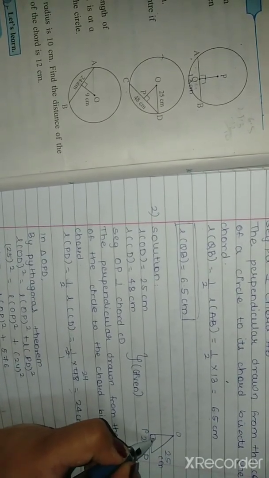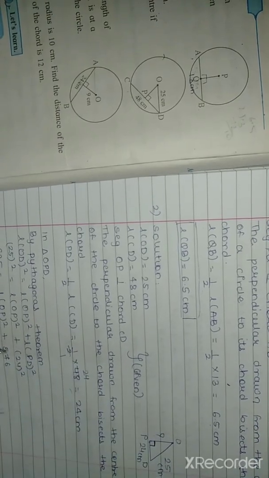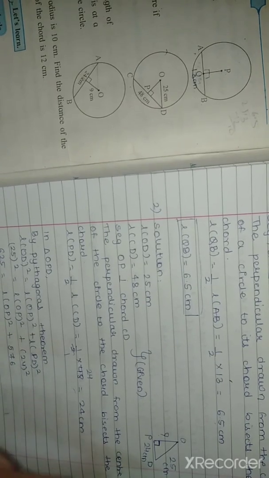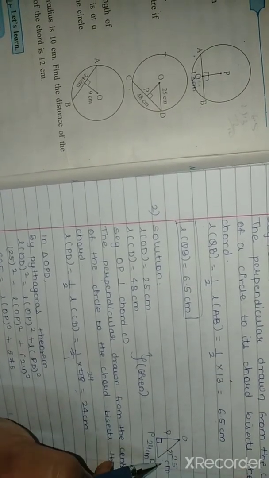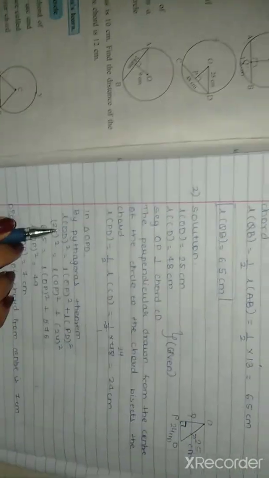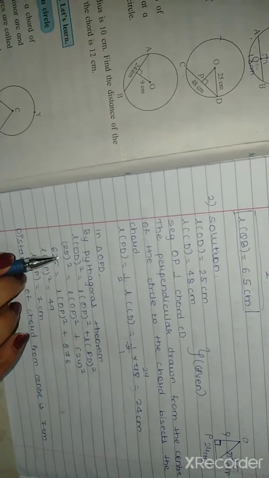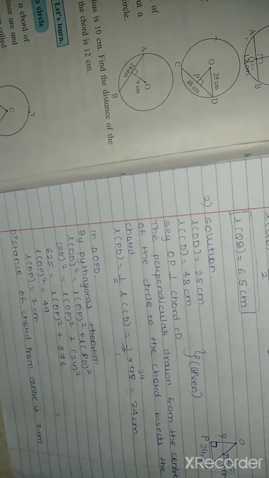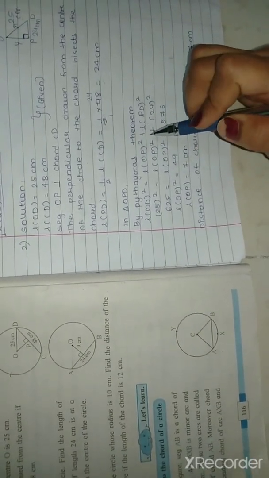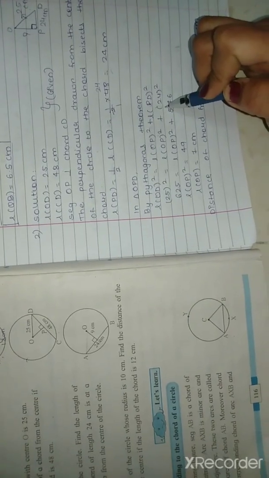We know that this is a perpendicular bisector. That means this is a right angle triangle. So this is quite simple. In triangle OPD, using the Pythagoras theorem, that is hypotenuse square is equal to one side square plus other side square. That means length of OD square is equal to length of OP square plus length of PD square. Length of OD is 25 cm. Length of OP is supposed to be found out. Length of PD given to us is 24 centimeters.